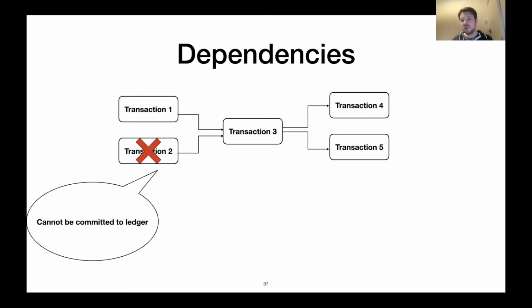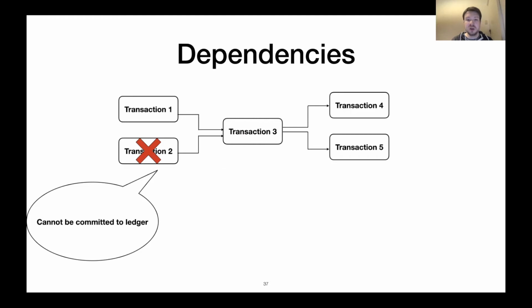We can observe the following dependencies relationship. Now, if transaction 2, for whatever reason, cannot be committed to the ledger, this could be, for instance, if one of the UTXOs that is referenced within one of the inputs of transaction 2 is removed from the ledger state by a different transaction, in that case, transaction 2 will never be able to be added to the ledger.